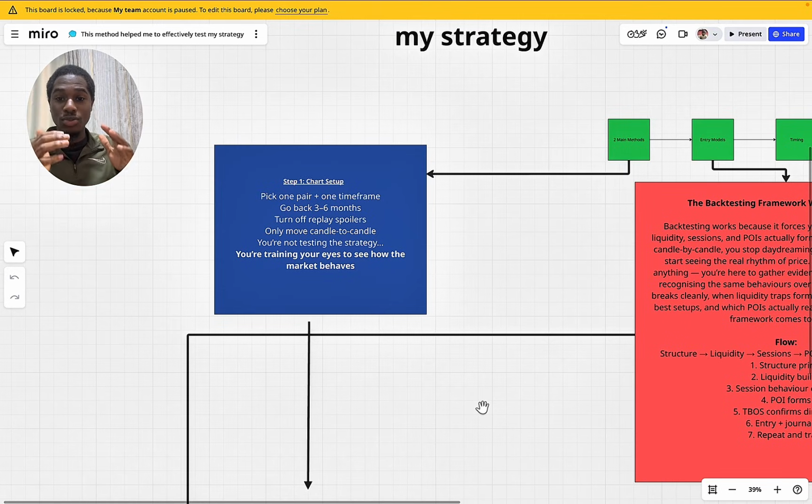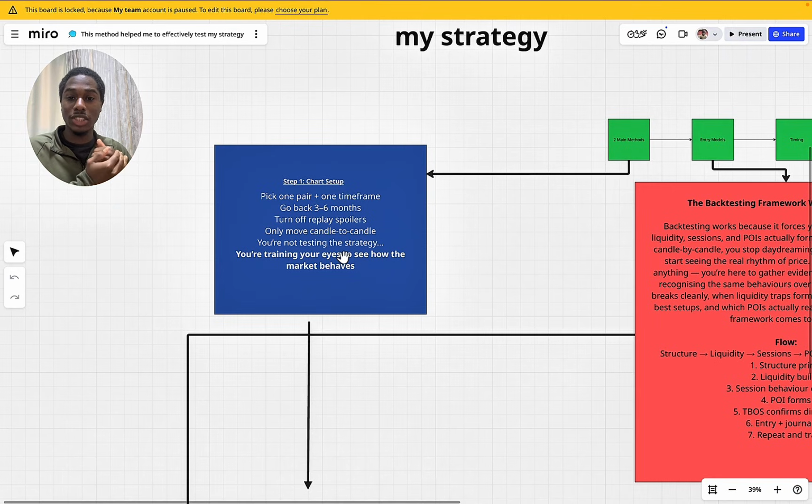Okay, so we have our two main methods. Step one being your chart setup. All you gotta do is pick one pair, one time frame, go back 3 to 6 months, turn off any replay spoilers because you don't want to be cheating. At the end of the day, you're testing it, so there's no point in cheating. And only move candle to candle. You're not testing a strategy, you're testing your eyes to see how the markets behave.